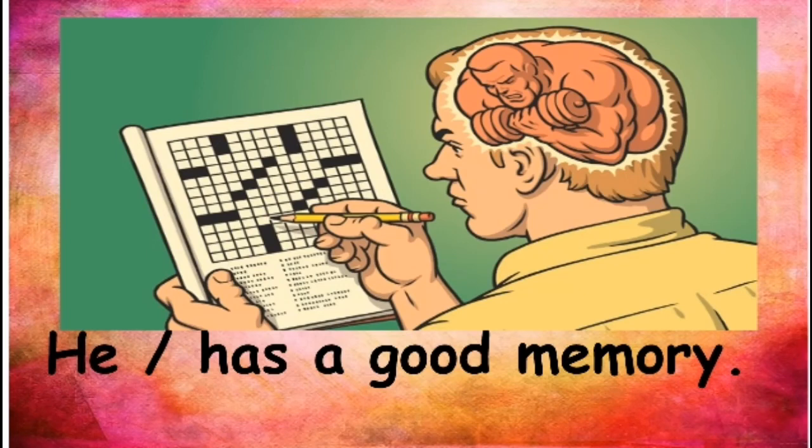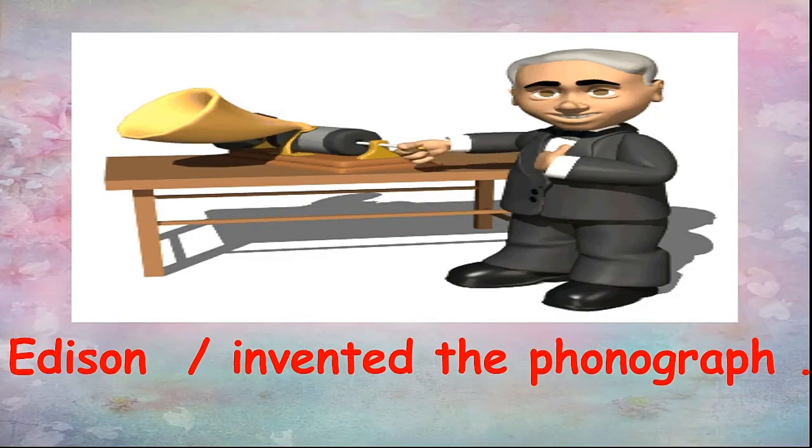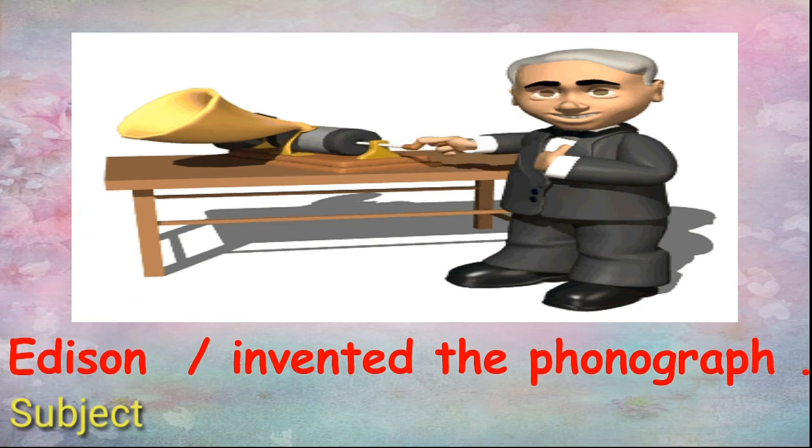Okay children, now let us do some exercise. The first one, he has a good memory. Here, he is the subject, has a good memory is the predicate. Second one, Edison invented the phonograph. Here, Edison is the subject, invented the phonograph is the predicate.